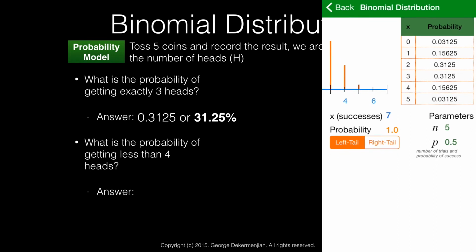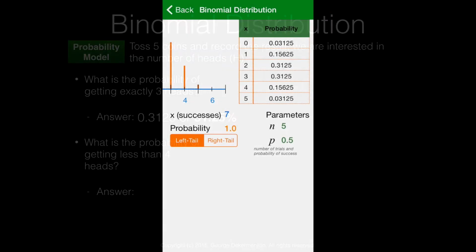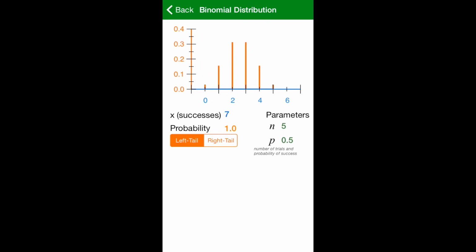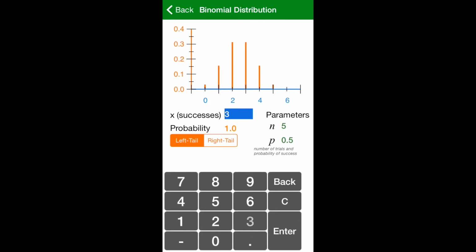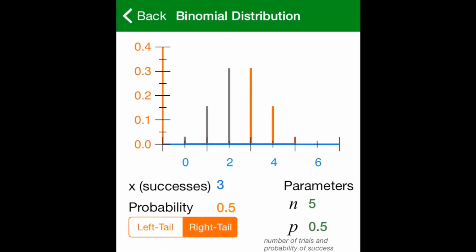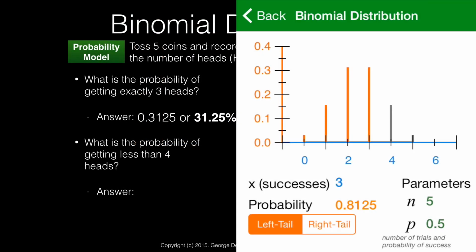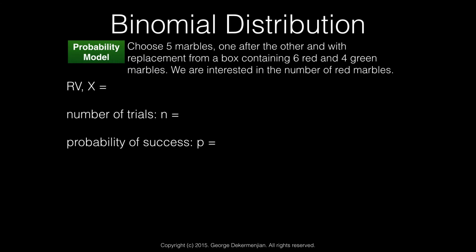For the next question, it says, what is the probability of getting less than 4 heads? Okay, so that means up to 3. For that, we could actually use this diagram here. Instead of 7 for the successes, I'm going to put 3. And make sure the left tail is selected. The right tail gives us 3 or more, and the left tail gives us 3 or less, and that's what we want. And it looks like the probability of getting less than 4, which is up to 3, is 0.8125, or 81.25%.